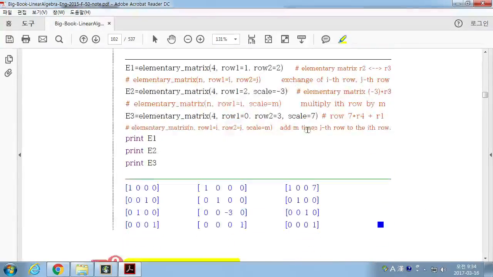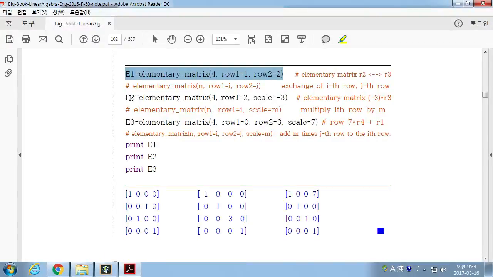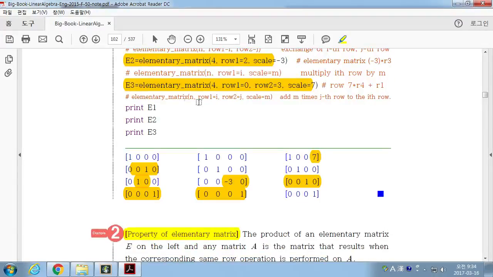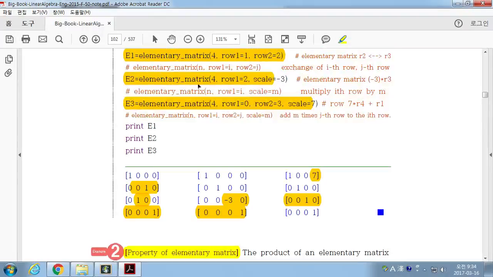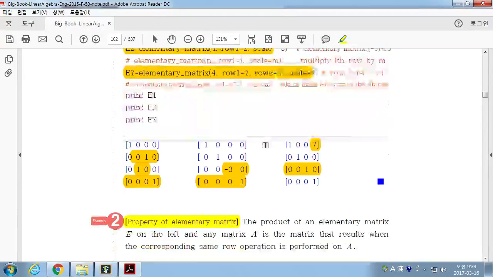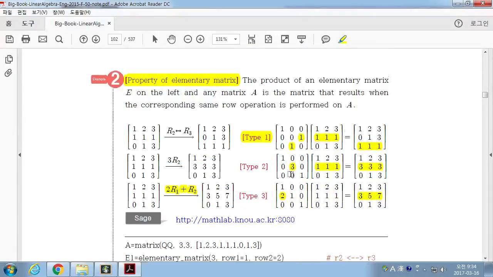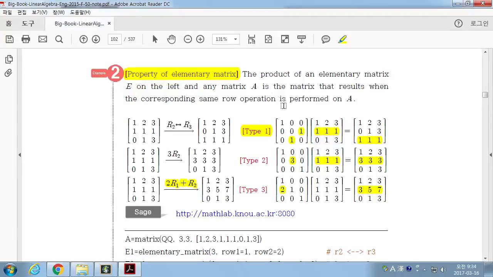If you define an elementary matrix like this, with this code, then you can always find the elementary matrix. Like here, you multiply by -3 on the fourth row and add it to the first row. These are the commands for the elementary matrix operation, with each row starting from row 0. Then think about the properties of elementary matrices.